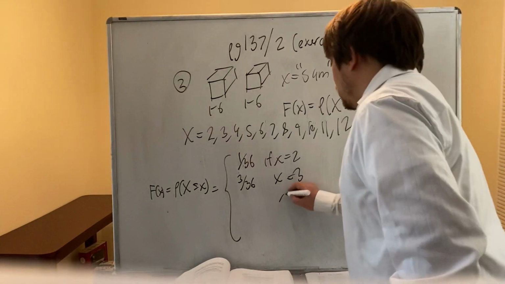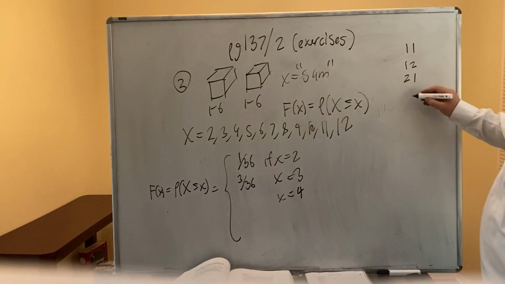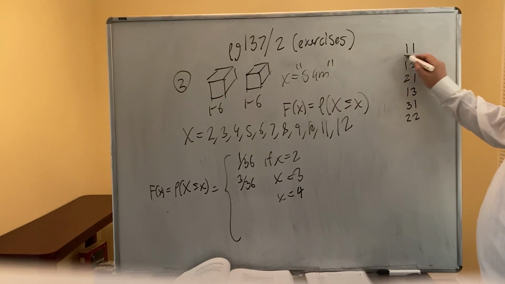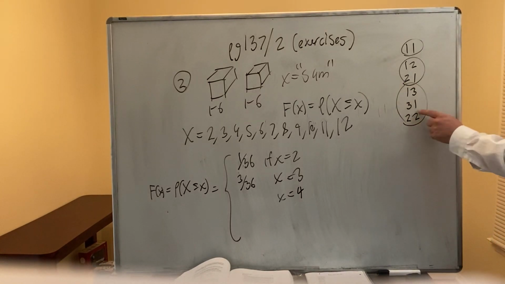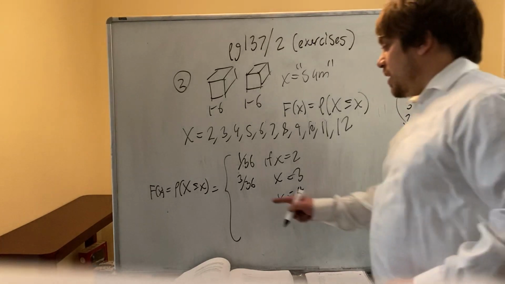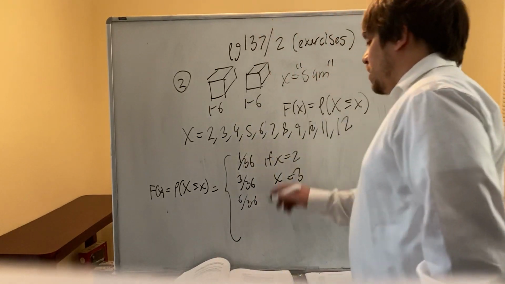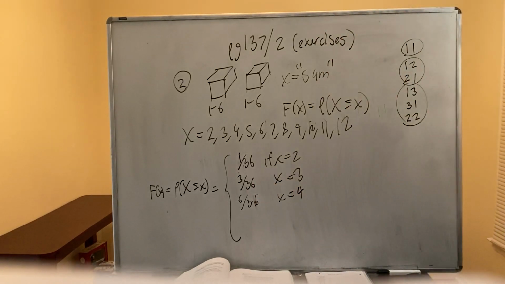If the sum is at most 4, then the ones to consider are when the sum is 4. That could be 1 and 3, 3 and 1, or 2 and 2. So this was the original one, we added 2 more, and now we add 3 more: 1 and 3, 3 and 1, or 2 and 2. And so adding 3 more choices, you get 6 over 36. All right, 3 over 36 plus another 3 over 36 is 6 over 36.